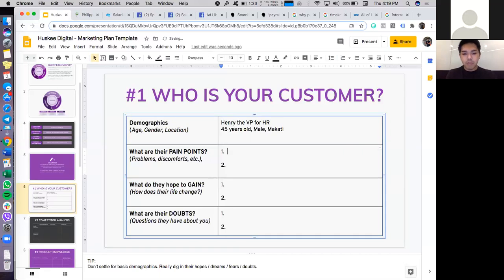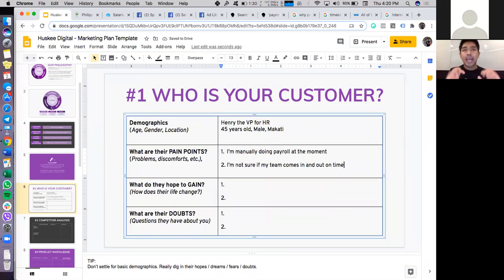So, top of my mind, one of the things that I think of is that I'm manually doing payroll, right? So I don't have any software. Henry doesn't have any software. Henry's doing it manually. So that's a pain point. I'm manually doing payroll at the moment. Okay, second pain or discomfort is I'm not sure if my team comes in and out on time. Right? Let's just say that.